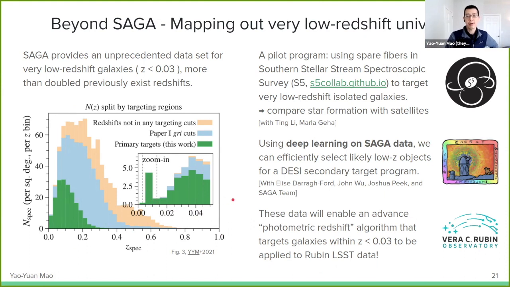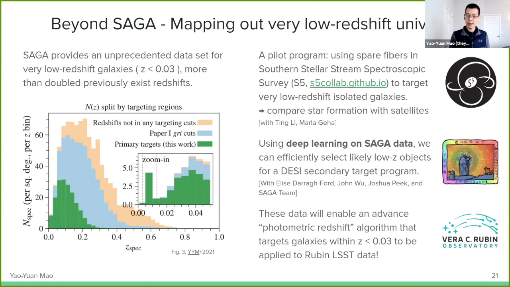We have been quite successful in obtaining spare fibers in other programs to do a very low redshift survey. In particular, we have been working with the Southern Stellar Stream Spectroscopic Survey, or S5. We put in spare fibers using the SAGA photometric selection, trying to get isolated, very low redshift, faint dwarf galaxies. We will be able to compare the star formation history of those isolated galaxies and satellites.